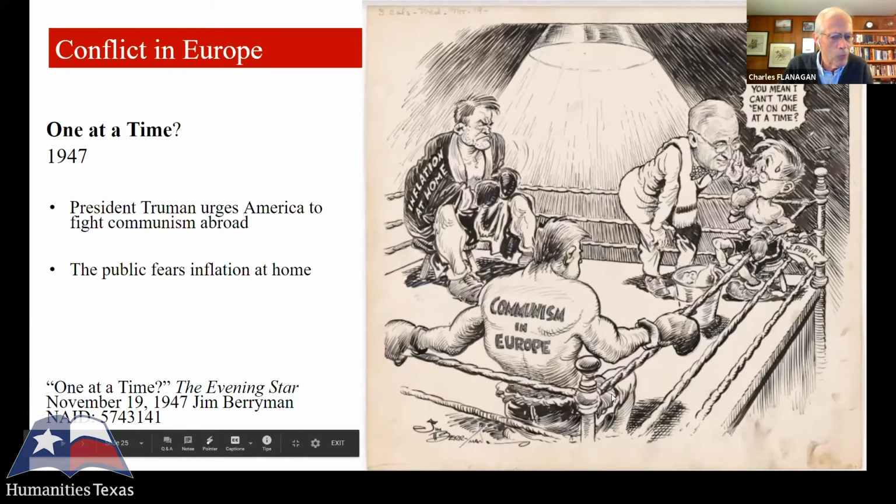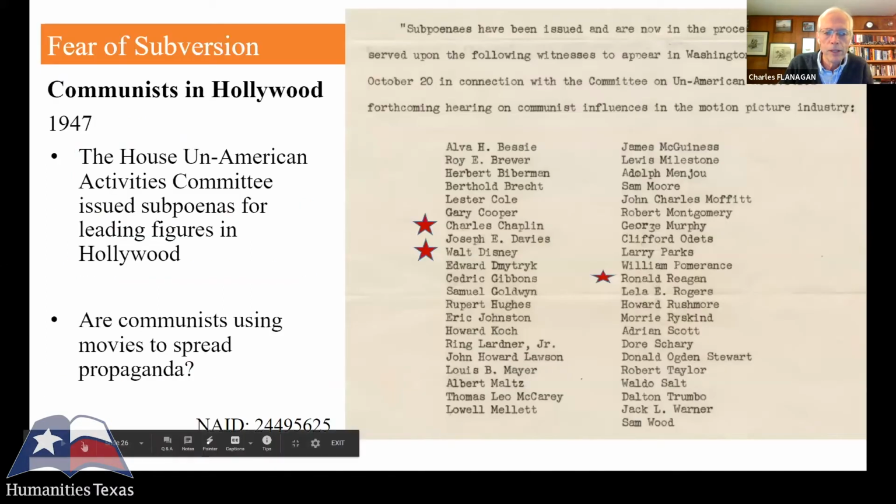Hey, but we just finished that war. Yeah, but the conflict goes on. And the little guy in the cartoon says, you mean I can't take them on one at a time? And I think that this really shows the beginning of this Cold War anxiety over the conflict in Europe. We thought we won the war. We thought we were finished, but we're not finished. But at the same time, it's not just Europe.